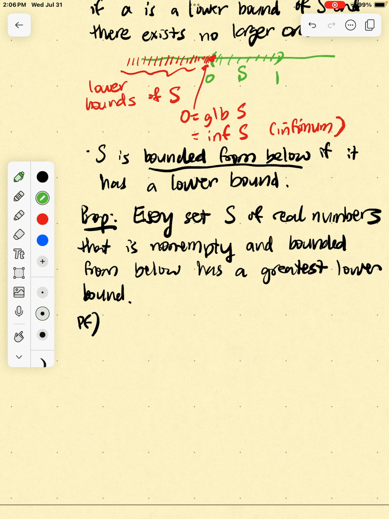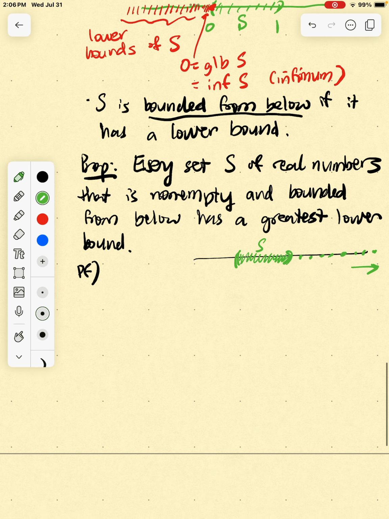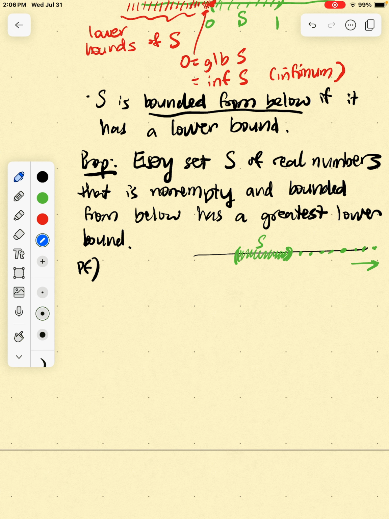Alright, let's prove that. So let's just draw a picture just to get an idea of what's going on. So you have some set S that's bounded from below, but possibly not from above. So let's just do one. Let's say this is S, and then it includes all these points here. They go out forever, right? So this is an example of a set that's bounded from below, but not bounded from above. Okay. Well, intuitively, we see where the greatest lower bound would be. It would be this element here, right?